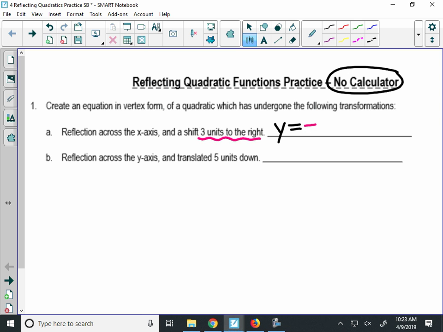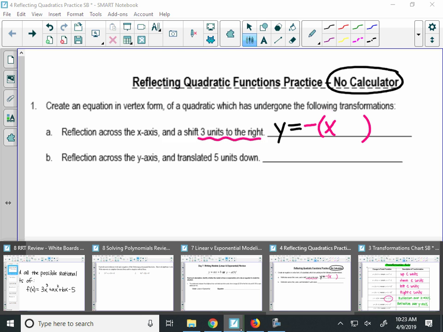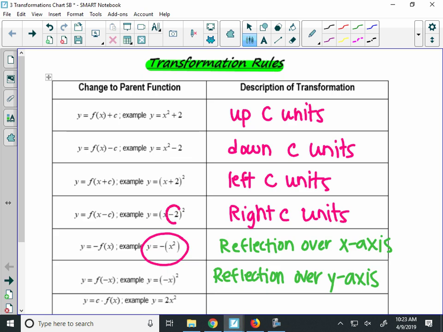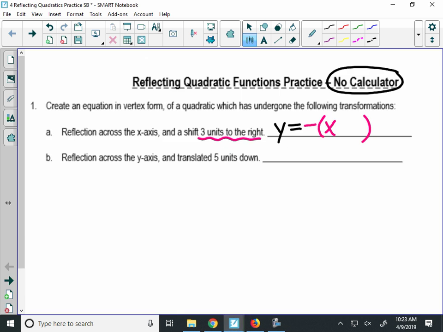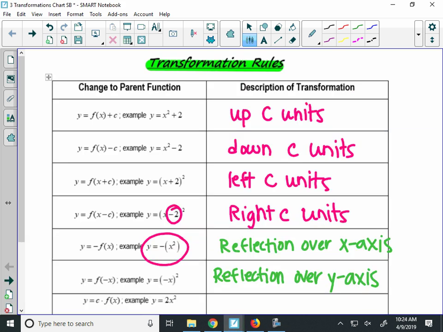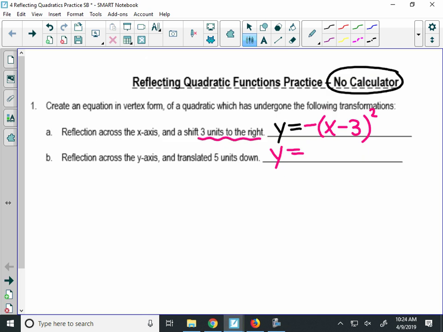Shifting to the right happens inside the parentheses. When I go to the right, again, when I look at the transformation chart, going to the right is a minus inside the parenthesis with the number. So you would write minus 3, and then you have to put your squared at the top. For the next one, when you go across the y-axis, our chart reminds us that the negative is inside in front of the x. So you would write y equals parentheses negative x squared, and 5 units down would have a minus 5 on the end.